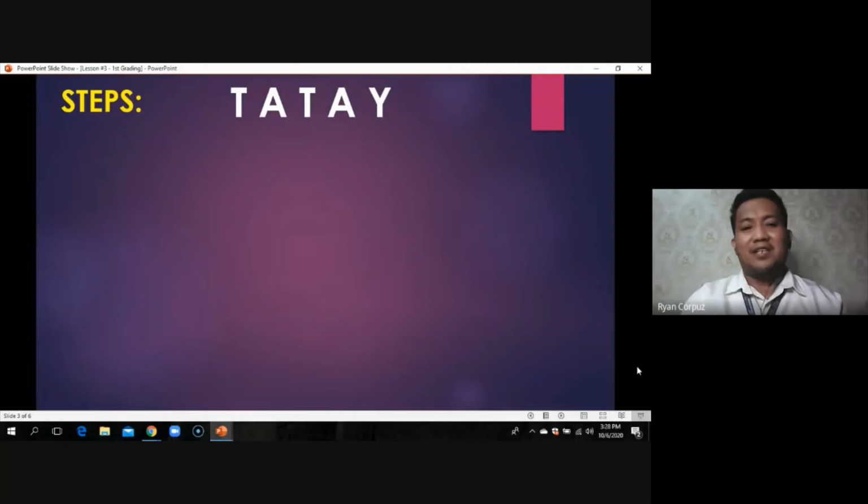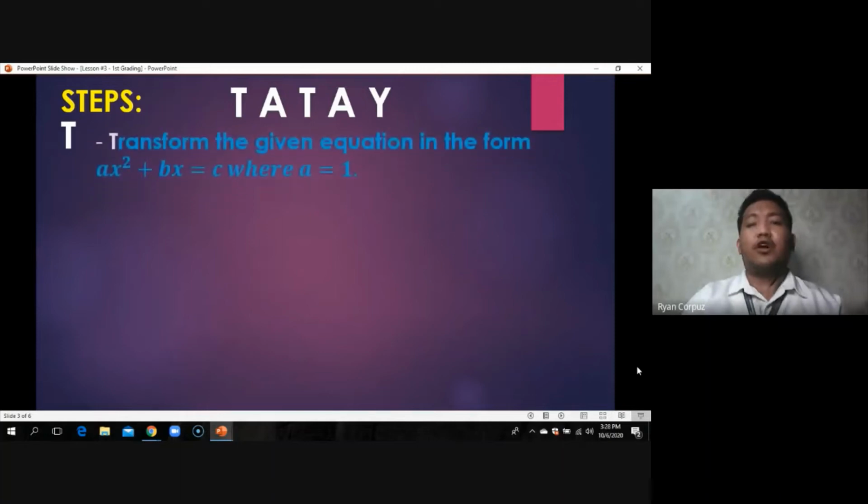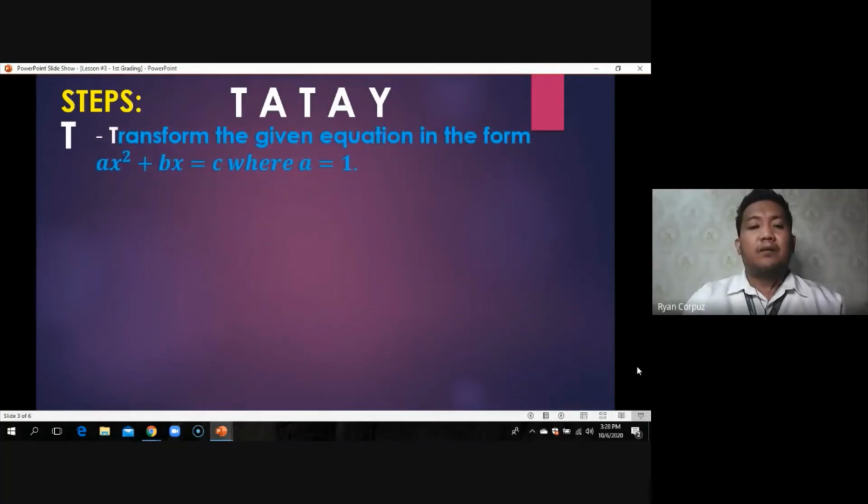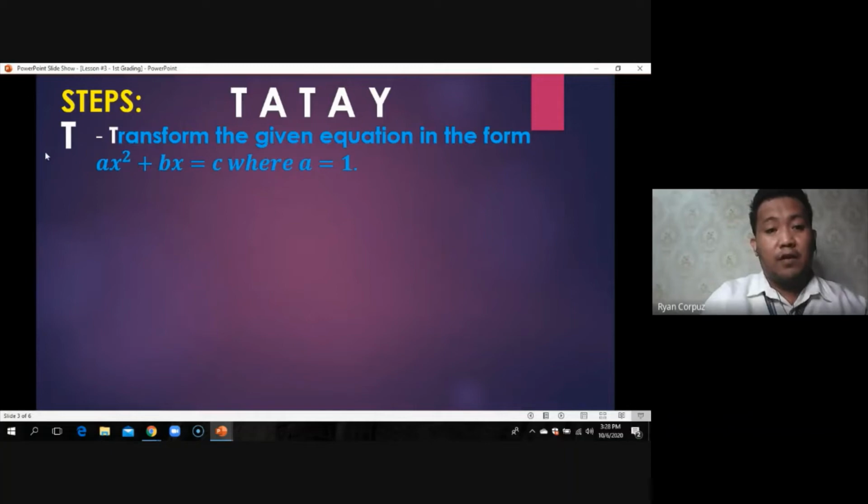So, that's our steps in solving quadratic equation by completing the square. So, ano nga ba yung tatay na yan? So, let's start with T. The first T stands for transform the given equation in the form ax squared plus bx is equal to c, where a is equal to 1. So, look at the given equation here.